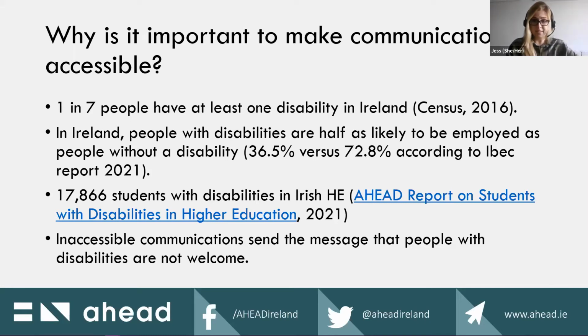It also sends the message to those people that they're not welcome, that they're not wanted. So it's really, really important that we do make these small changes that are not so difficult, that will make sure that we include and bring on board as many people as we can. In Ireland, people with disabilities are half as likely to be employed as people without disabilities. So if we don't make sure that our recruitment campaigns and our advertising can actually be accessed by people with disabilities, there's no chance for them to be eligible for those jobs, to put themselves forward if they can't even access the advertising.